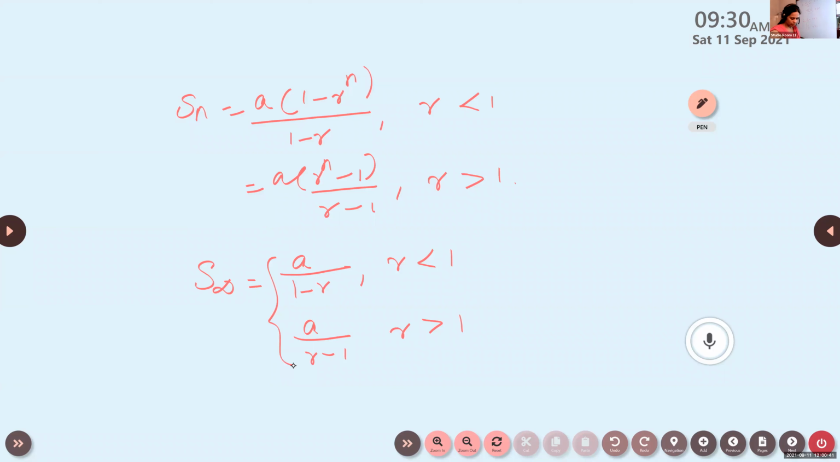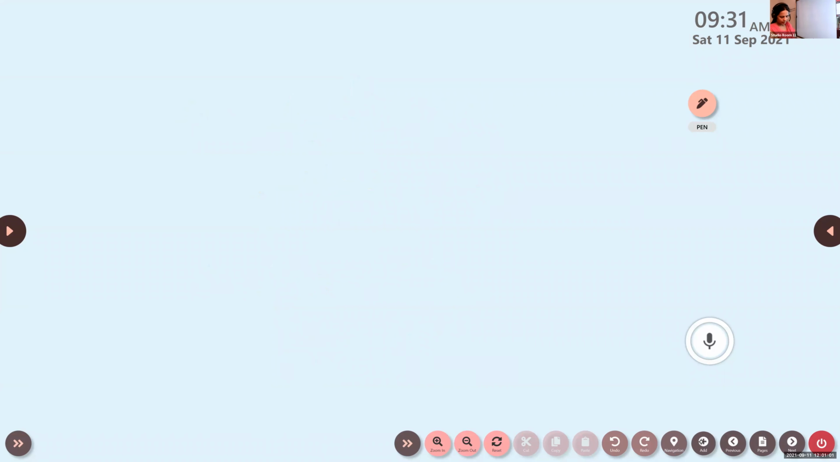Now, based on this, let's do a few questions. Write down. Write the question. Find a GP for which the sum of first two terms is minus 4.